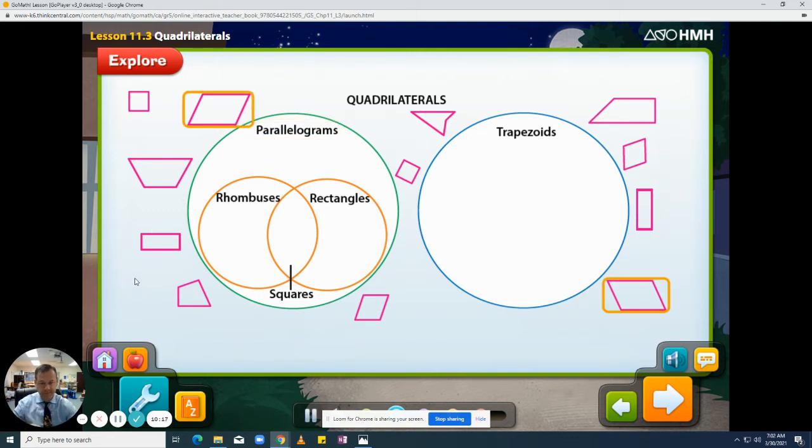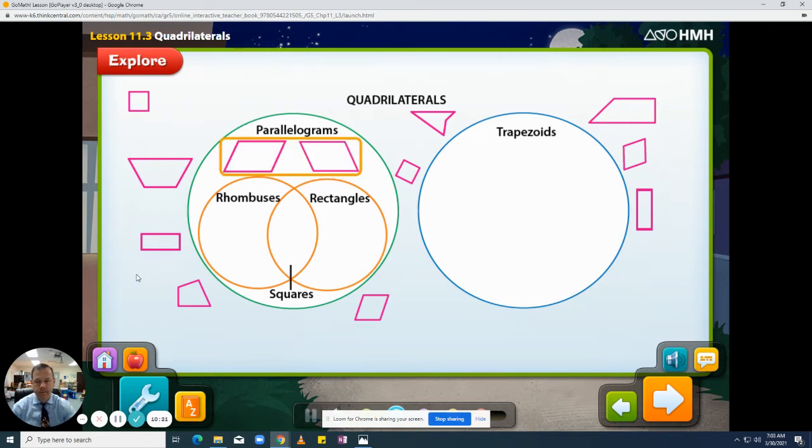A parallelogram has two pairs of parallel sides. So these shapes are parallelograms. Which quadrilaterals are trapezoids? There's a trapezoid. Remember, it has a top and bottom, then the slanted sides. There's a trapezoid. There's a trapezoid. So I think I saw three.